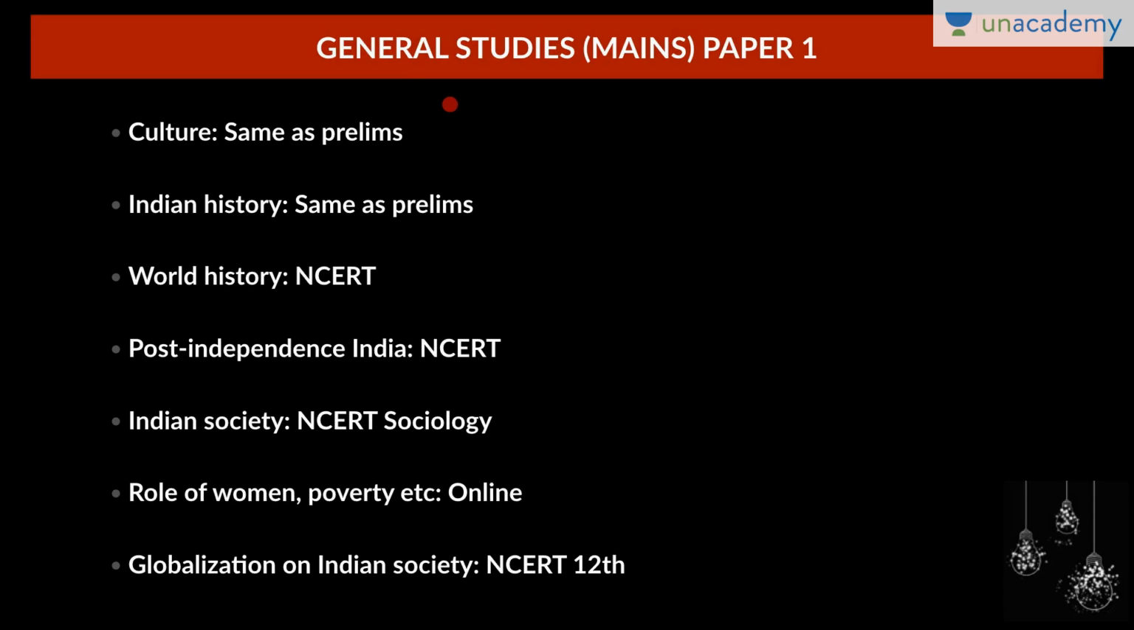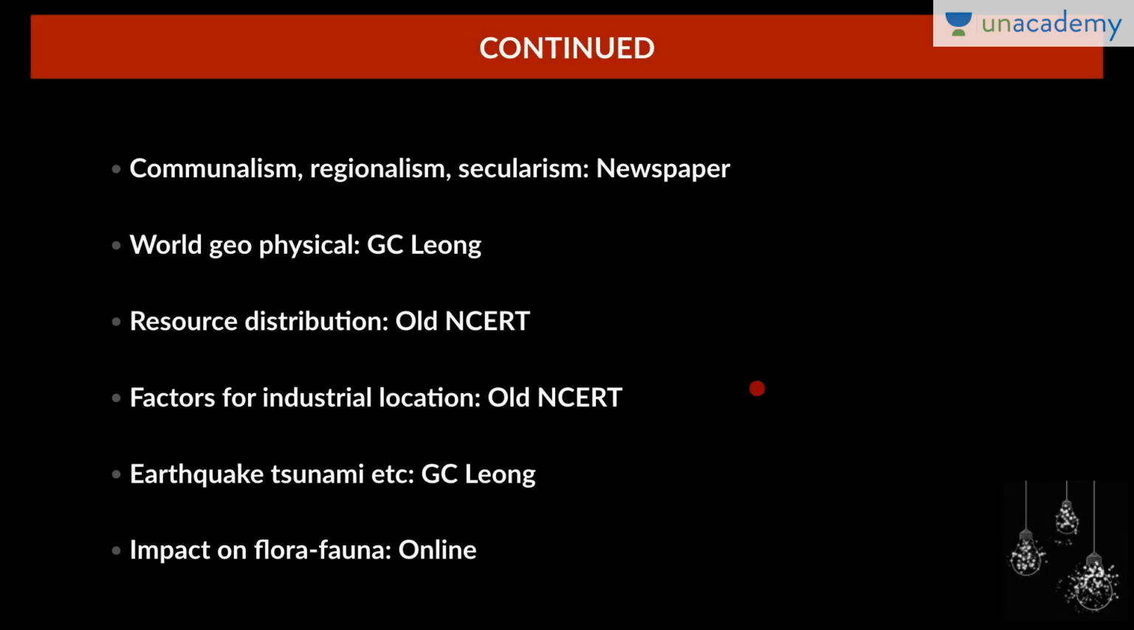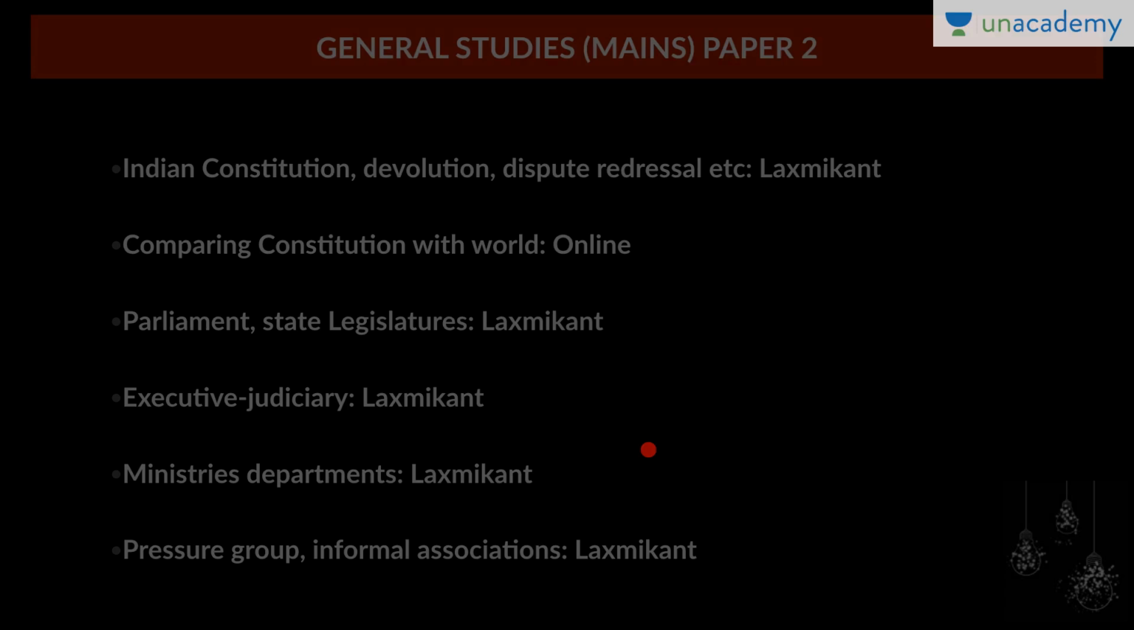Now for GS paper 1, culture, my preparation was the same as for prelims. For Indian history and world history, I referred to the NCERT class 9 and class 11. Post-independence was the new NCERT. For society, I referred to the 12th sociology NCERT. Other further points are covered from online, referring to Wikipedia or resources here and there. World physical geography I covered from GC Leong, and more or less my preparation for geography was the same as prelims.